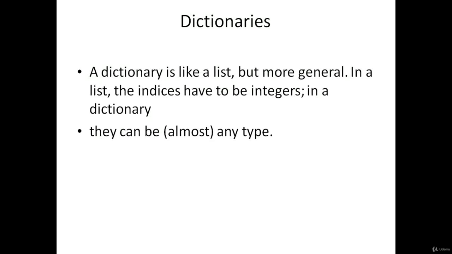Dictionaries. A dictionary is like a list but more general. In a list, the indices have to be integers. In a dictionary, they can be almost any type. You can think of a dictionary as a mapping between a set of indices, which are called keys, and a set of values. Each key maps to a value. The association of a key and a value is called a key-value pair or sometimes an item.